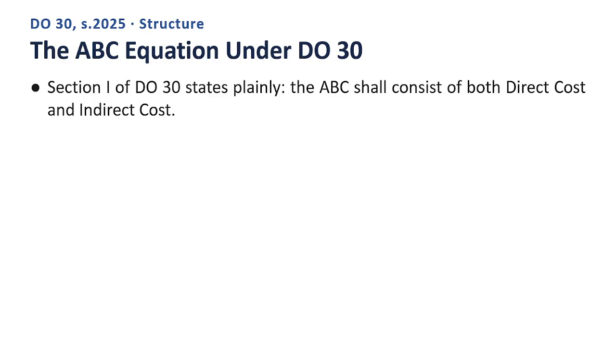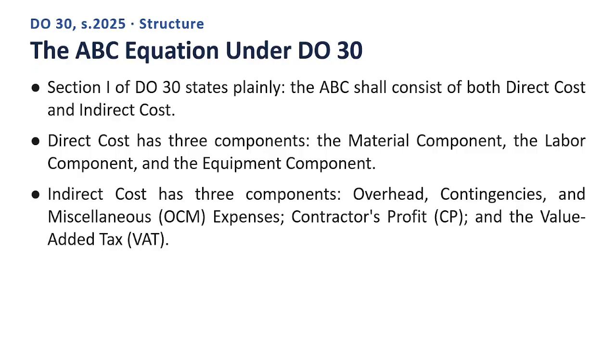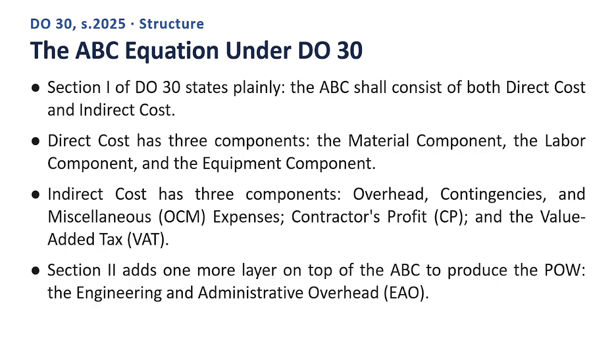Point 1. Section 1 of DO 30 states plainly, the ABC shall consist of both direct cost and indirect cost. Point 2. Direct cost has three components: the material component, the labor component, and the equipment component. Point 3. Indirect cost has three components: overhead, contingencies, and miscellaneous, OCM, expenses, contractor's profit, CP, and the value added tax, VAT. Point 4. Section 2 adds one more layer on top of the ABC to produce the POW, the engineering and administrative overhead, EAO. Taken together, these points give you the practical, working picture of the ABC equation under DO 30.